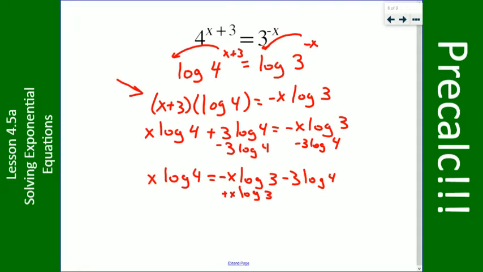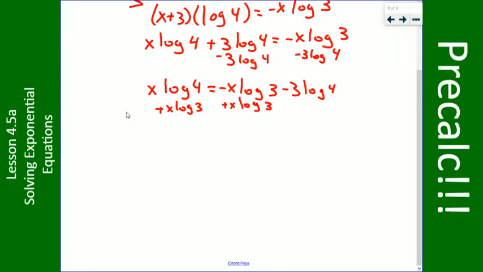And then I'm going to add x log base 10 of 3 to both sides, to get x log base 10 of 4 plus x log base 10 of 3 equals negative 3 log base 10 of 4. So once we're here, we have all of our x terms on one side and all of our not-x terms on the other side.